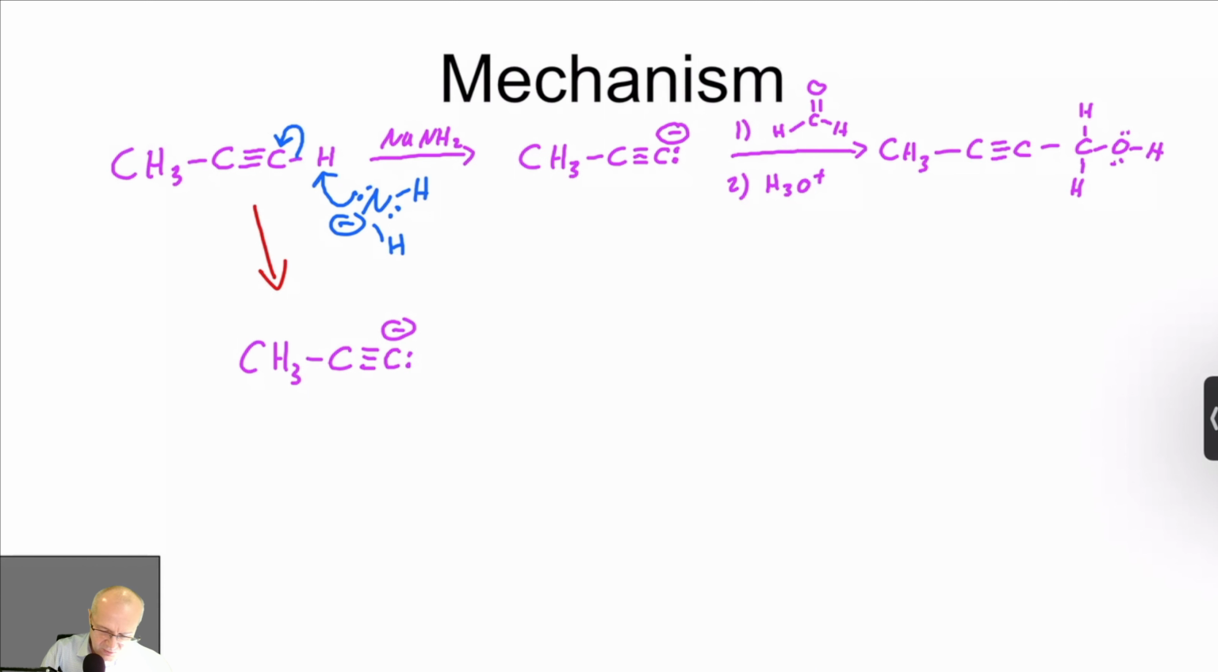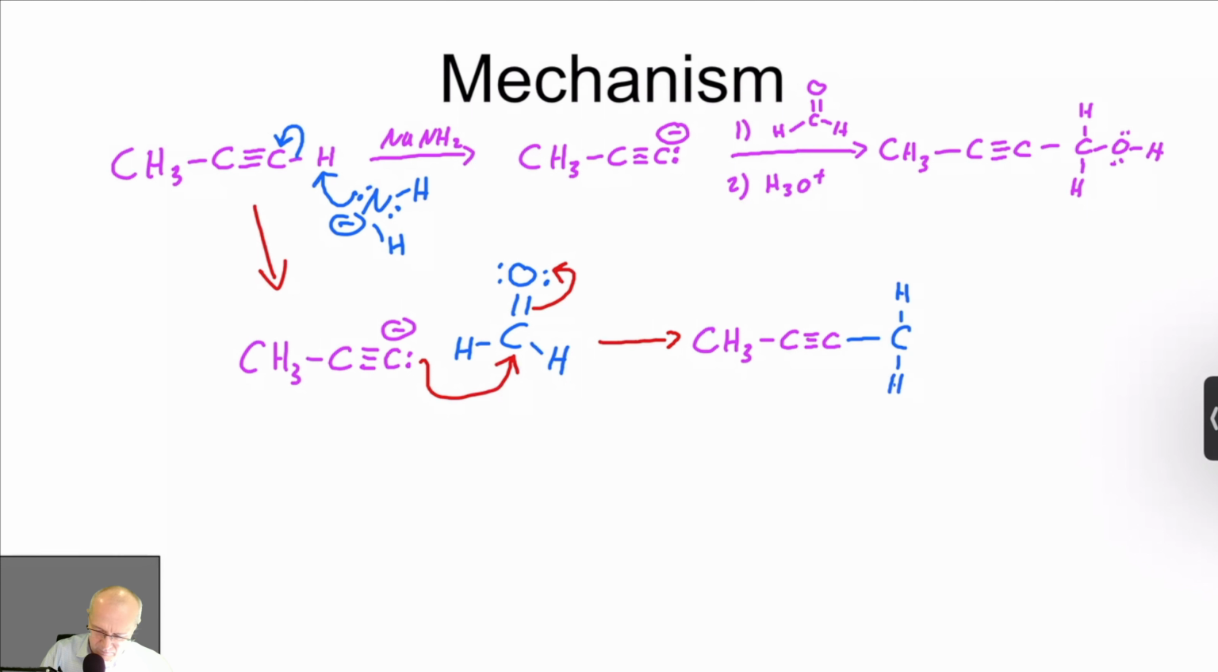Then you can take your formaldehyde, and you form this alkoxide anion. So what's happening here is the electrons from the anion attack the carbonyl carbon, and the pi bond from here kicks up as a lone pair onto the oxygen. So it's a really cool reaction. Lone pair attacks, pi bond kicks out to form the anion.